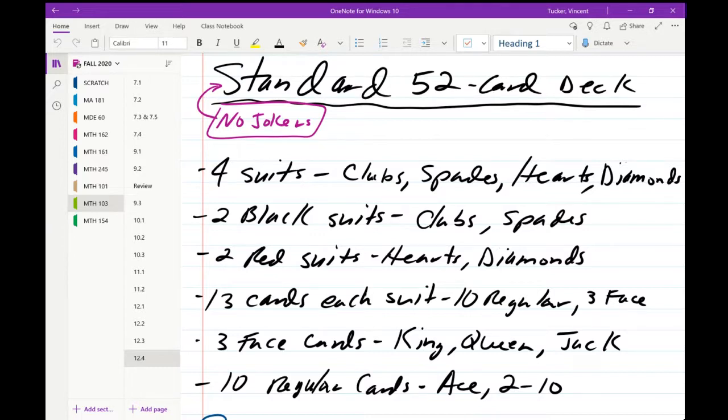13 cards each suit. 4 times 13 gives you that 52. You have 10 regular cards and 3 face cards. Your 3 face cards are your king, queen, and jack, and your 10 regular cards are ace, and then 2 through 10.